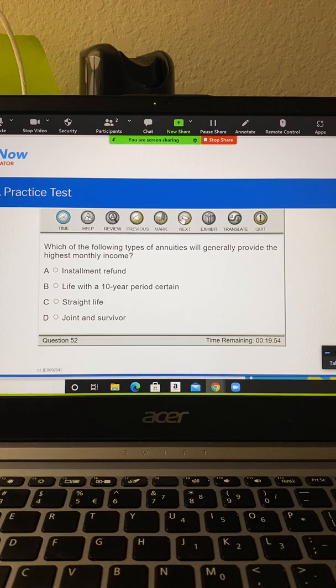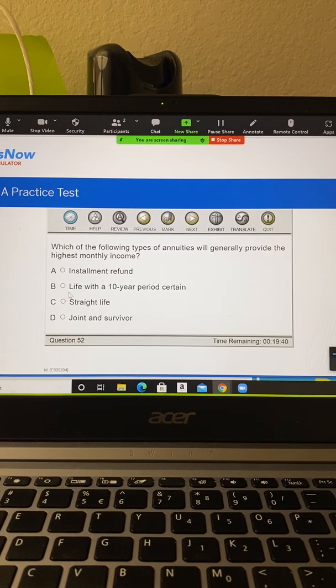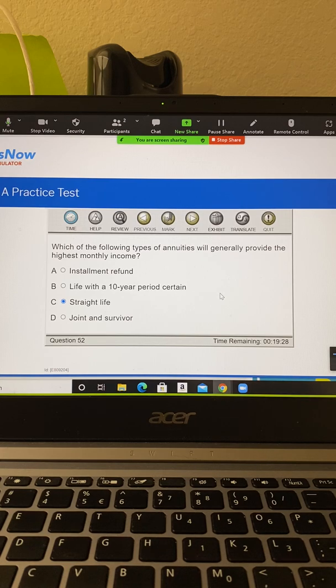No. Straight life. You got to look at that YouTube video on annuities. Straight life is easy. A straight life annuity has no beneficiary and it pays the highest benefit, the highest monthly income. That's easy, brother. That's just like term is temporary. Straight life annuities pay the highest monthly income. You got to know that. In fact, say that. Straight life annuities pay the highest income. Straight life annuities pay the highest benefits. Right. Highest monthly income with no beneficiary.